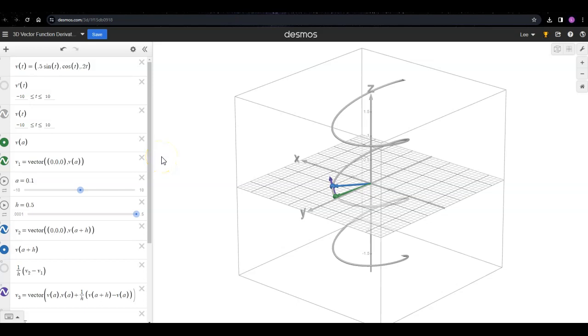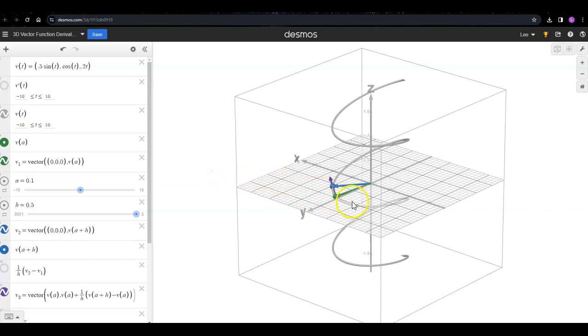Hey everyone, we're here to talk about derivatives today, and specifically derivatives applied to vector functions. This is something I wrote in Desmos just to take a look at a vector function and how the derivative can be visualized in a couple of different ways.